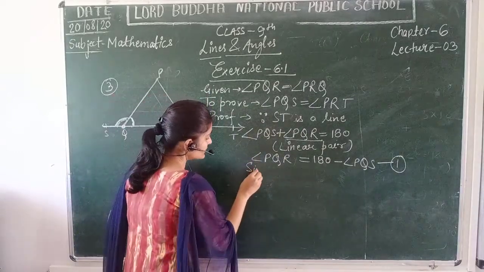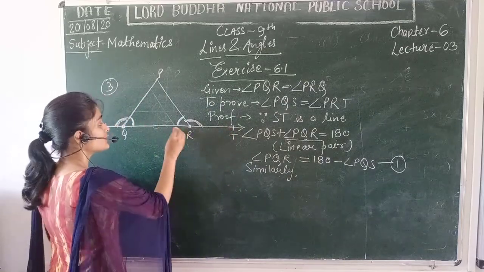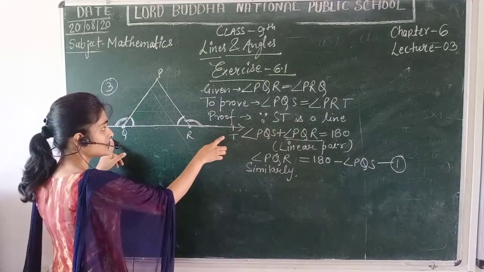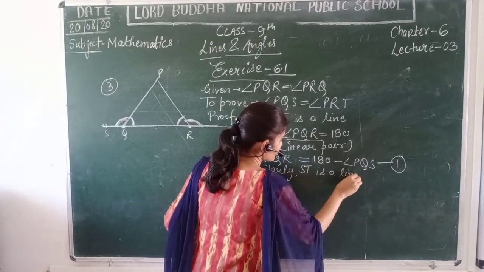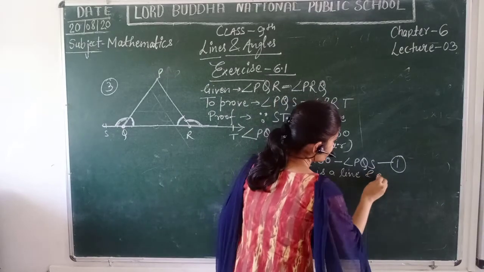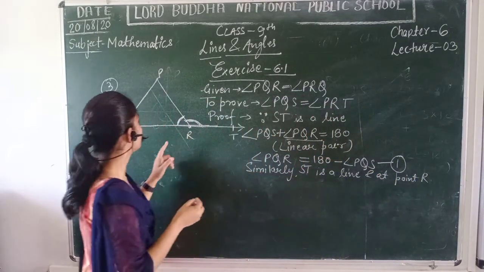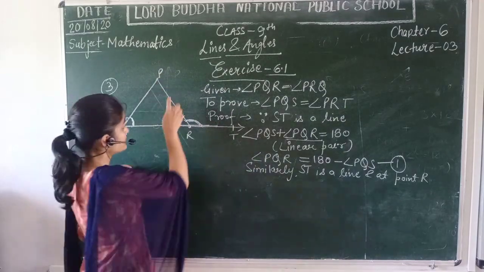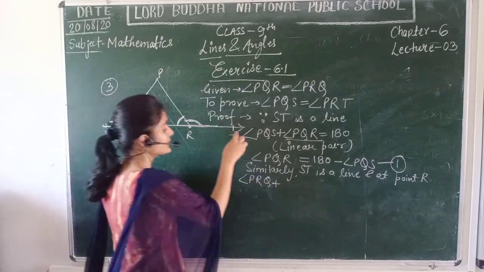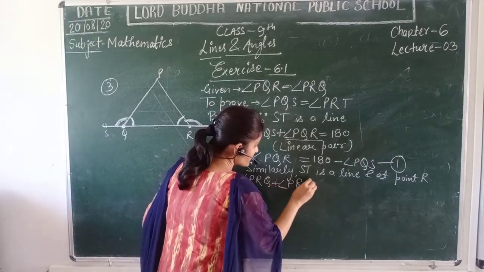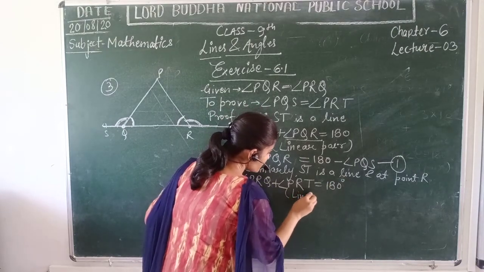Similarly, this one is also a line. Again, ST is a line. And at point R, angle PRQ plus angle PRT equals to again 180 degrees. Reason again is linear pair.